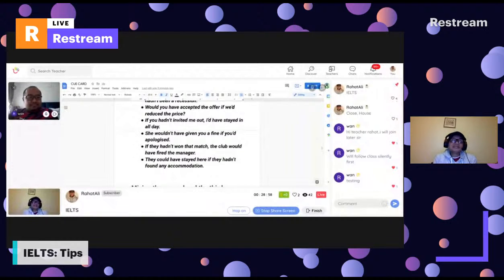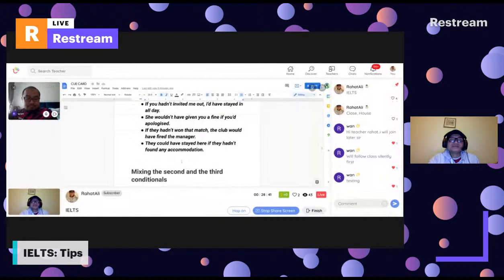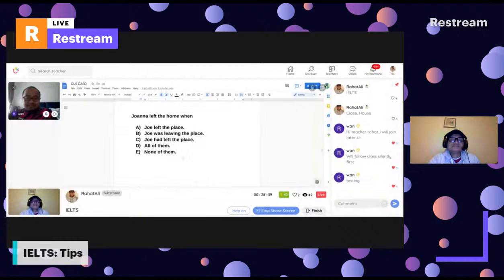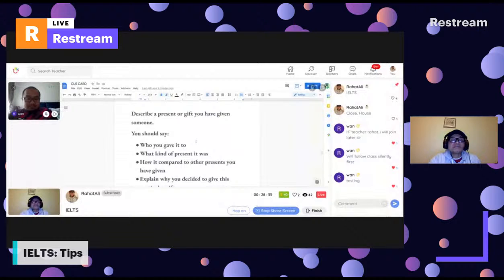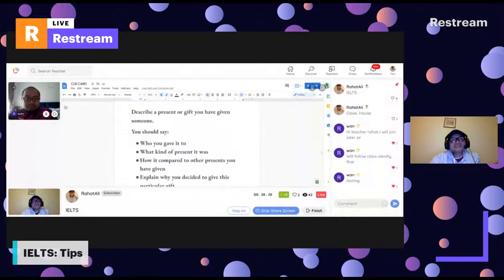Okay. And then task two is a cue card, which people say is difficult. So a cue card is like a small card where you'll see a question. Let me give you one demo of a cue card. Okay, like, describe a present or gift you have given someone. So the examiner will give you 1 minute to think and organize your ideas, and after that the examiner will ask you to now start speaking.